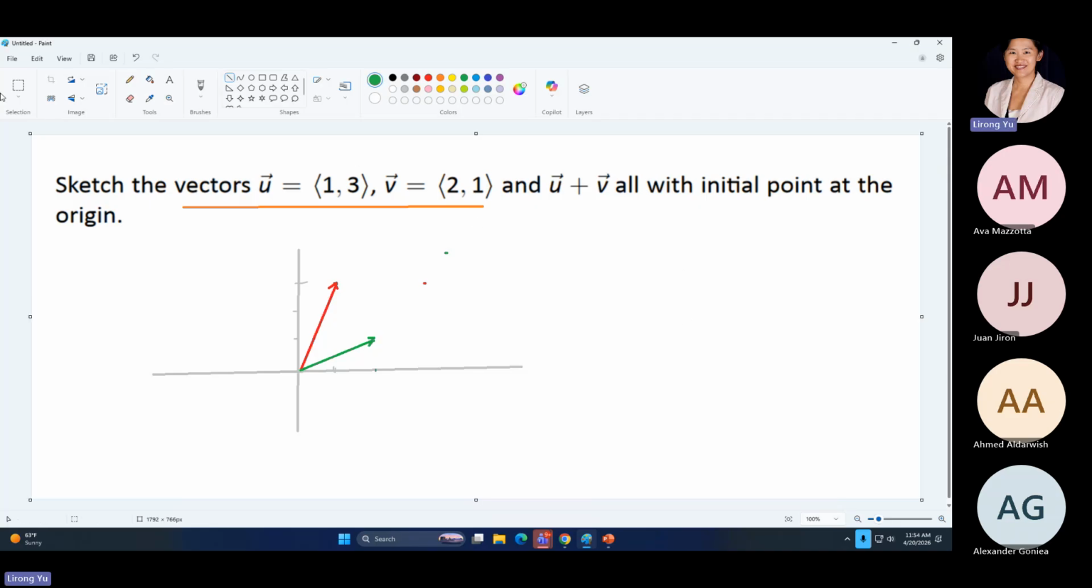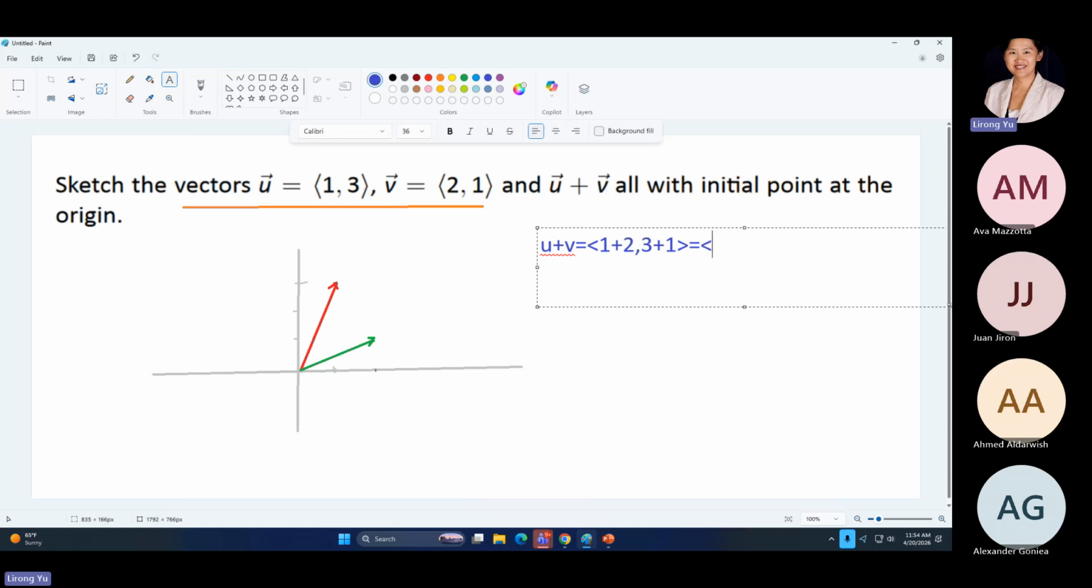All right, last one, we also want to sketch a vector u plus v. First of all, we want to find out what u plus v is. When we are adding two vectors, we add the components. So for u plus v, the first component is 1 plus 2. The second component is 3 plus 1. If we finish the calculation, it is 3 and then 4.